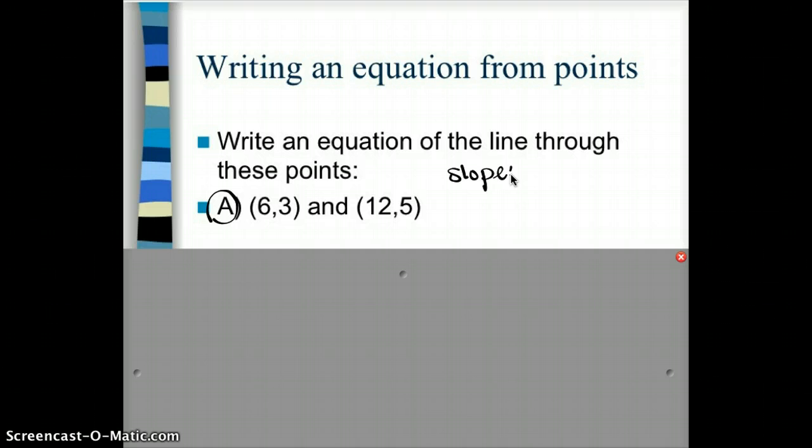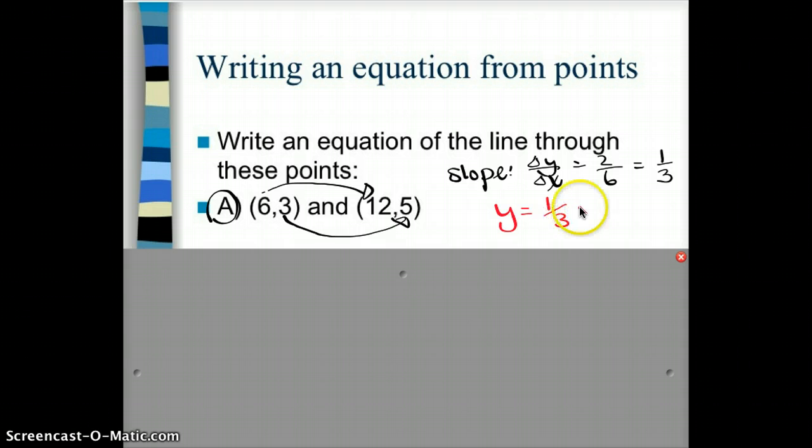If you can figure out the slope, half the battle is gone. So I know that the slope is change in y over change in x, in whatever way you want to do it. I'm going to look at the change in y. It goes from 3 to 5. It went up 2. And the change in x, it went from 6 to 12, so it went up 6. Therefore, my slope was 2/6, which equals 1/3. So how I like to think about this equation most of the time is 1/3 is going to be my slope. So I know that my equation is going to be y = 1/3 x + b, some value.